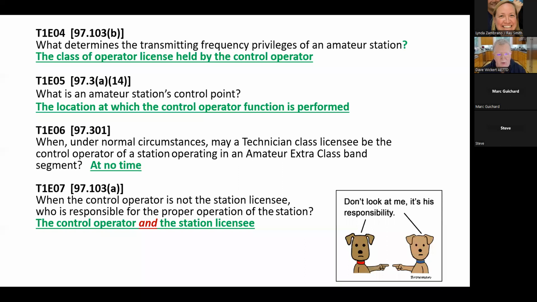Under normal circumstances, may a technician class licensee operate in the extra band? At no time. If you're a control operator, you must only use your frequency privileges. If the control operator is not the station licensee, who's responsible for the station? The FCC considers it both the control operator and the station licensee. They don't want to get into little kids pointing the finger at each other about who's responsible. The FCC considers both responsible.